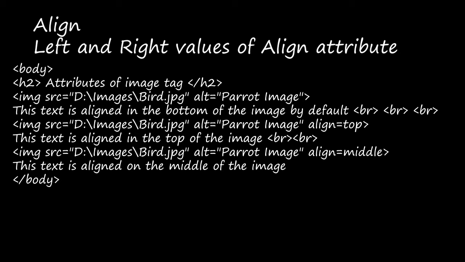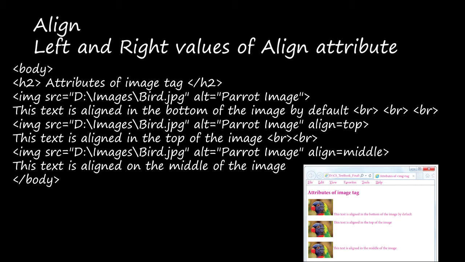The next one is the left and right values of the align attribute. Using the left and right values of the align attribute, it will display the image on the left and right side of the text. For that also they have given a coding and the example output also, right? In pages 271 and 272, the coding and output are there.